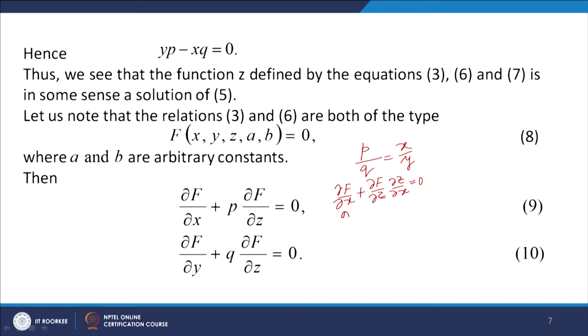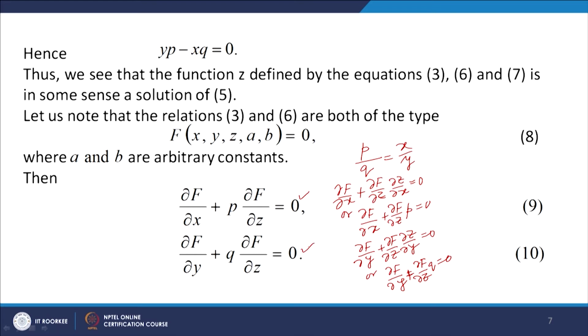Equal to 0, or we can say, so we get this equation. Similarly, when we differentiate the equation 8 partially with respect to y, we get, and r, we get partial derivative of f with respect to y plus partial derivative of f with respect to z into q equal to 0.